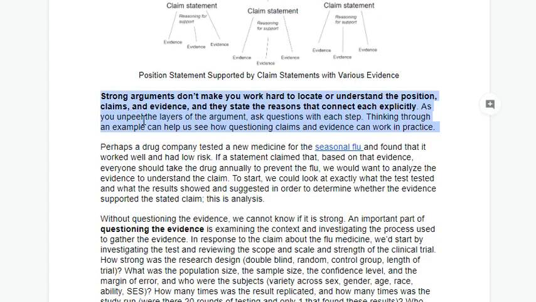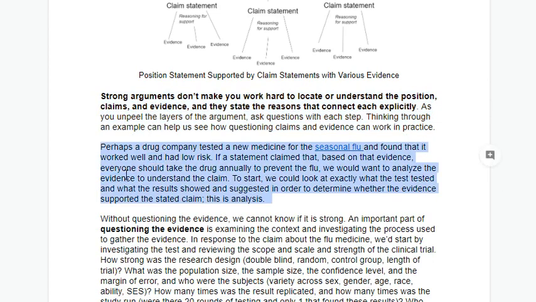Strong arguments don't make you work hard to locate or understand the position, claims, and evidence, and they state the reasons that connect each explicitly. As you unpeel the layers of the argument, ask questions with each step. Thinking through an example can help us see how questioning claims and evidence can work in practice.